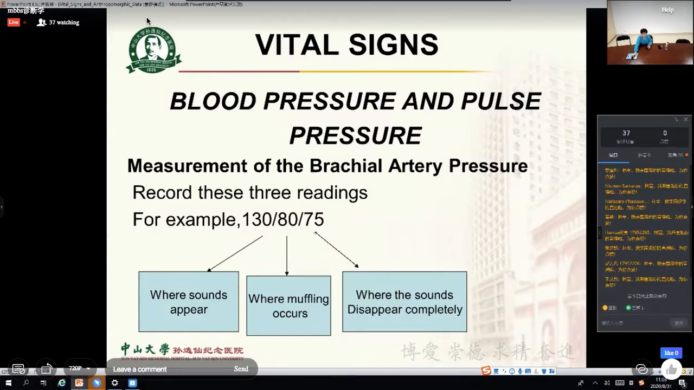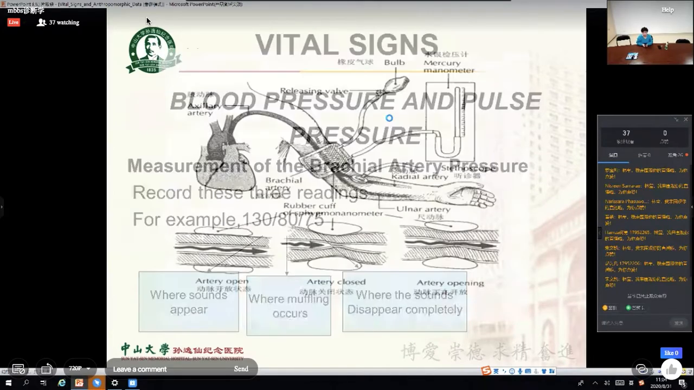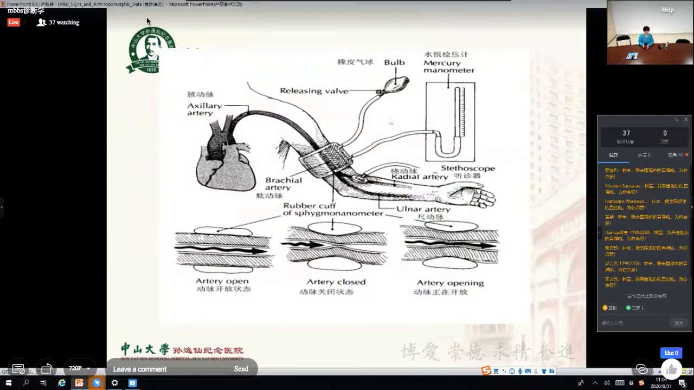And then the third reading is where the sounds disappear completely. You can pick up the sounds like pop, pop, pop, whoop, whoop, whoop. And then when the sounds disappear completely, the reading is the diastolic blood pressure. So there are 3 readings you need to record. And this is the mechanism for measuring the blood pressure.